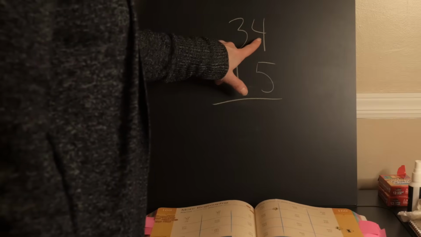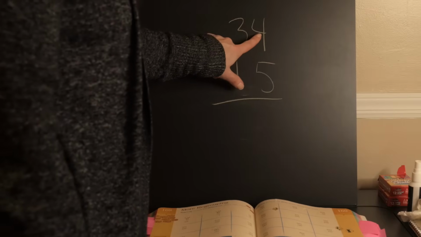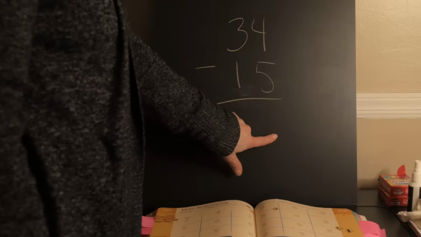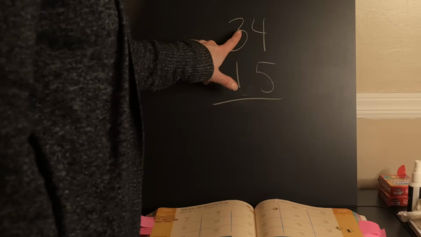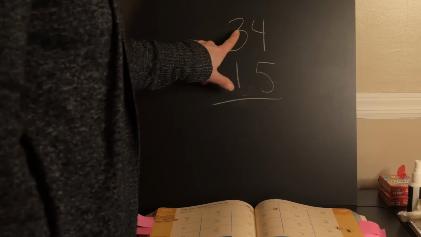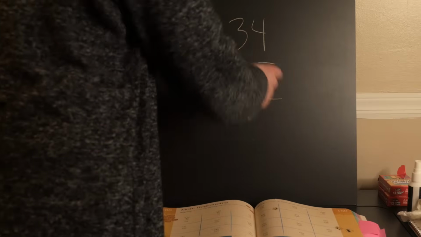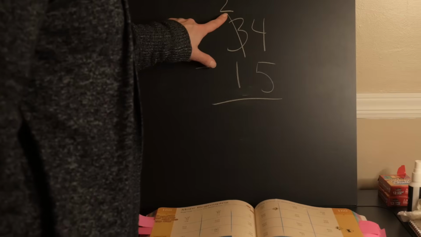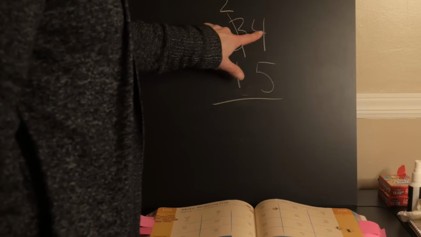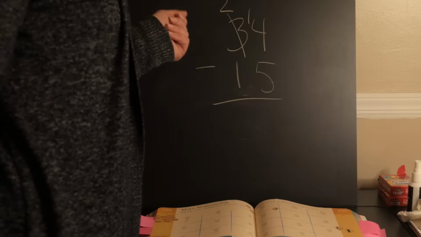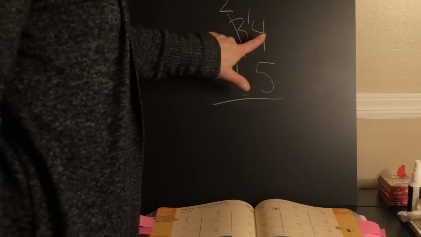So we start with the ones column here, and we can see that we have a 4 minus a 5, which we can't write a negative number down here in our answer. So we need to borrow 10 from the tens column. And in the tens column, we have a 3, which represents 30. So if we borrow 10, the 3 becomes a 2, which represents 20. Okay? Now we're going to give that 10 to the ones column, and the 4 will become a 14.